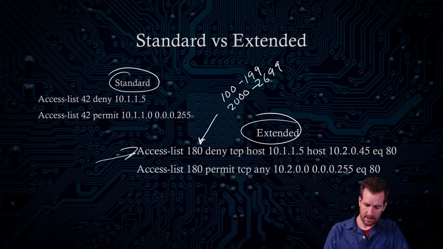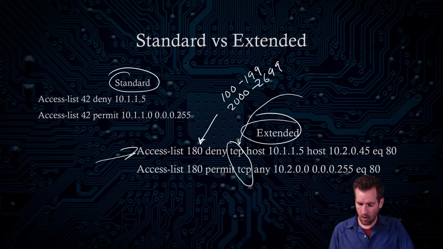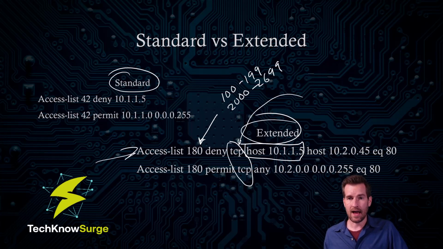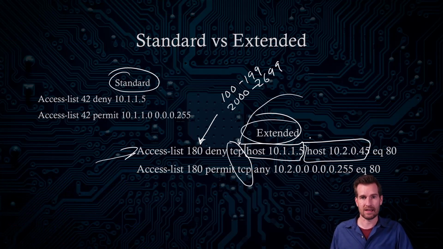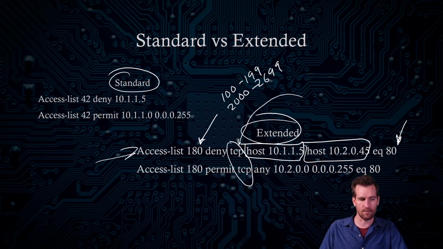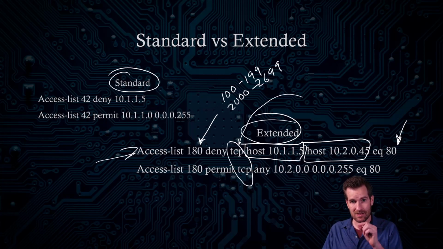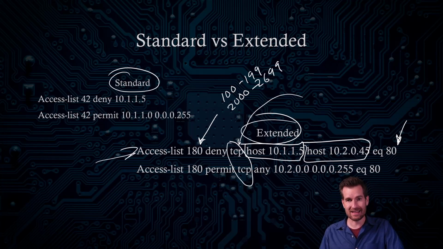One thing it's going to require is the protocol. So it's going to require that you specify which protocol you are going to be blocking or permitting. Another difference is that not only do we have the source IP address, but we also have the destination IP address that we're referencing. And then finally, we're going to put a protocol or a port at the end as well. So that is the main difference: we can get more granular in both the source and destination IP and source and destination service or port that we're referencing. Those are the big differences between an extended and a standard.